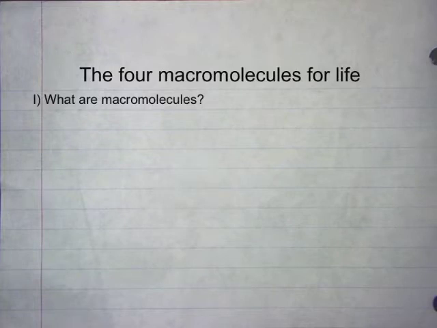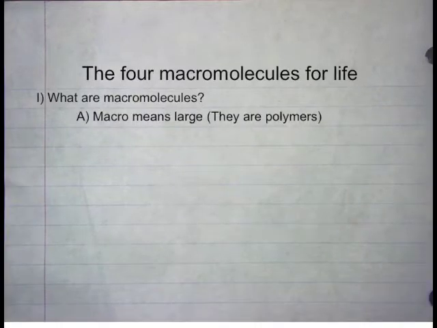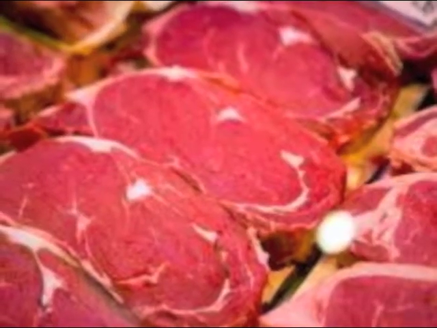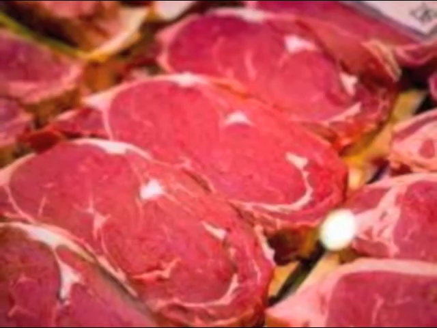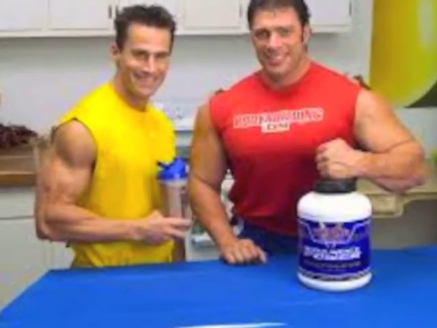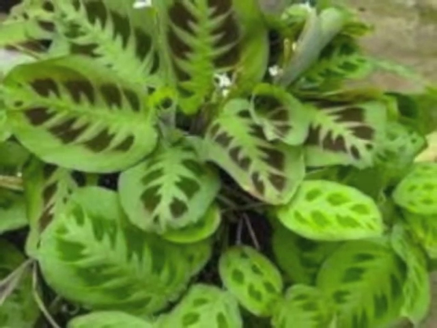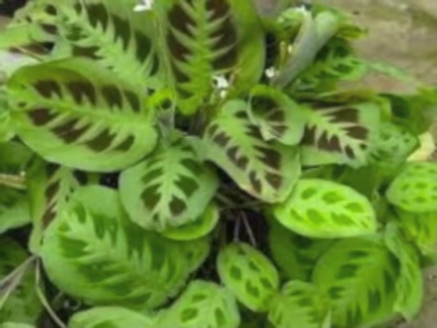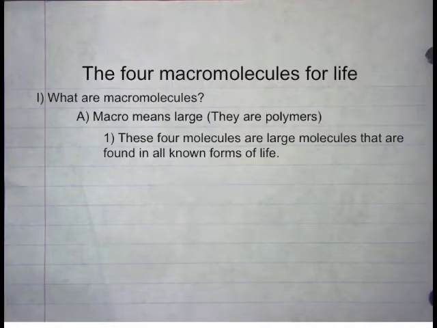What are macromolecules? Macro means large. They are polymers. Macromolecules are large molecules that your body, or organisms, take from an outside source, break them down, and then put them into new forms that are usable to make the organism survive. These 4 molecules are large molecules that are found in all known forms of life.